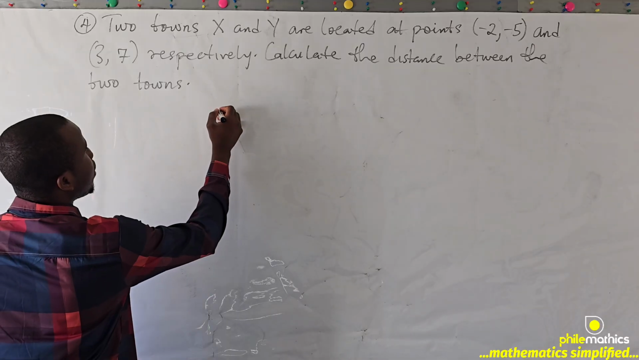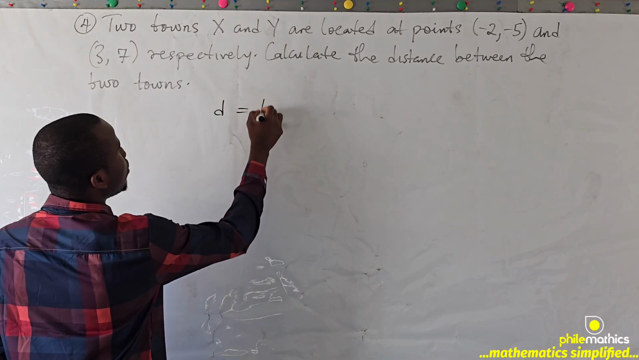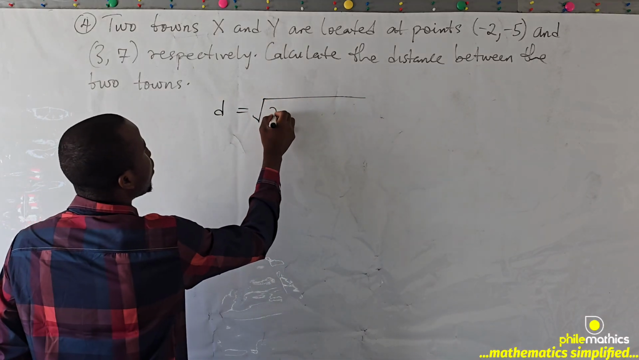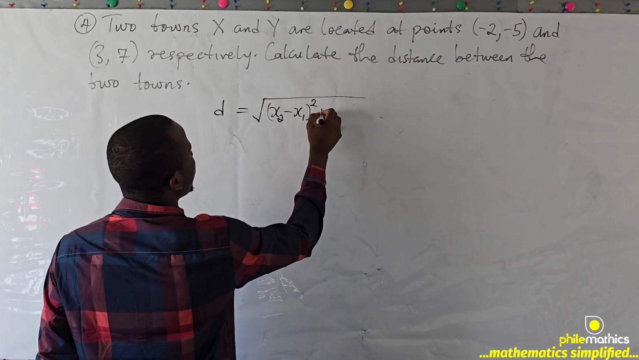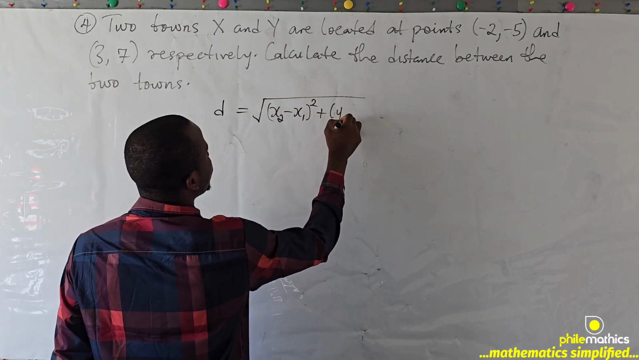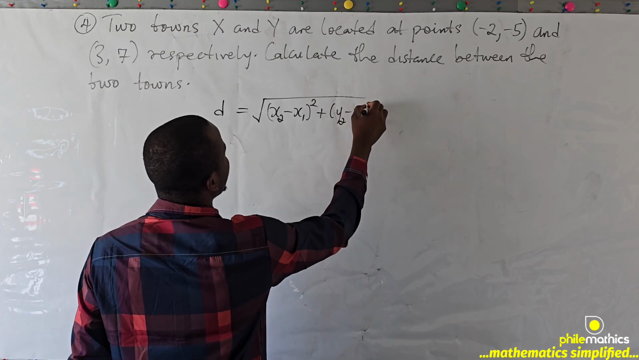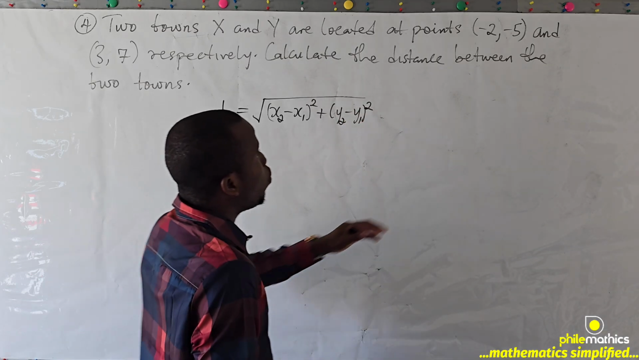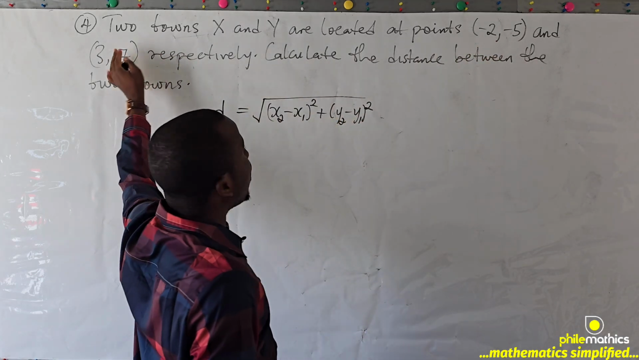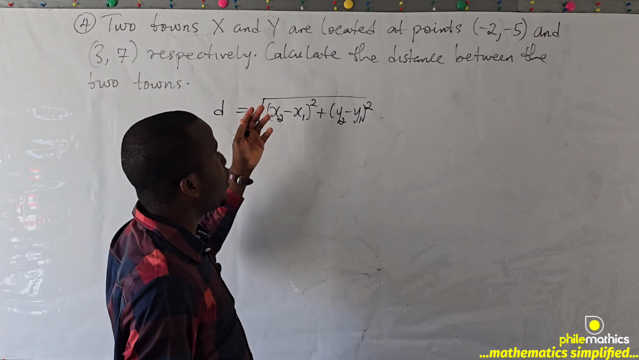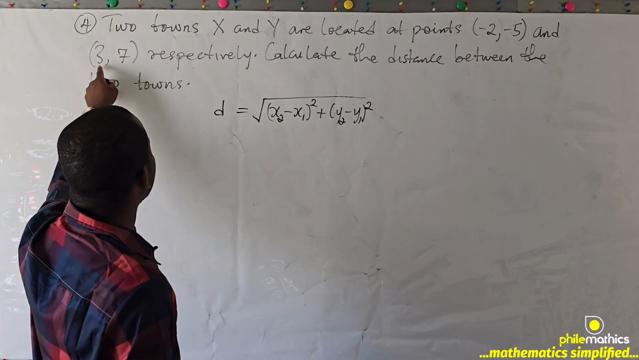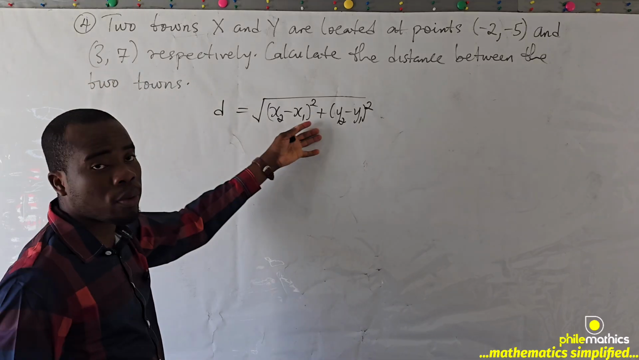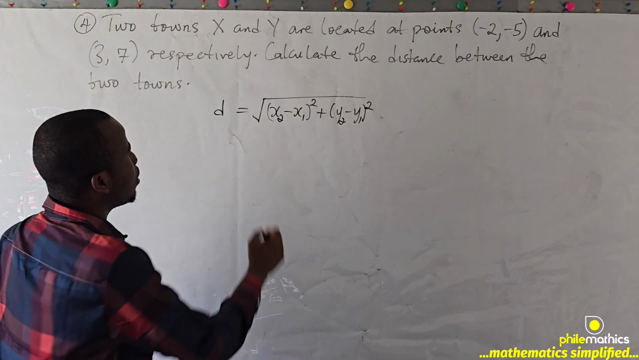And that formula says distance is simply the square root of (x2 minus x1) all squared plus (y2 minus y1) all squared. So we can decide to call any of these x1 or y1. So if this is x1, this is y1, this is x2, this is y2. And so when we substitute, we get what the distance is.